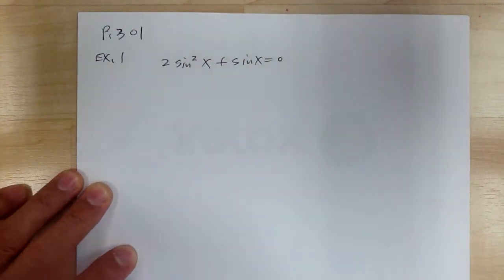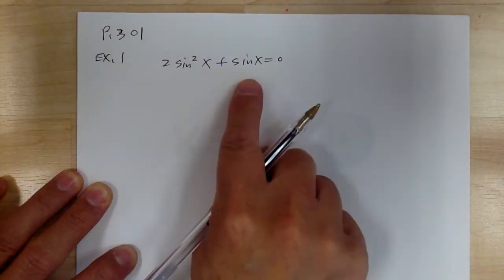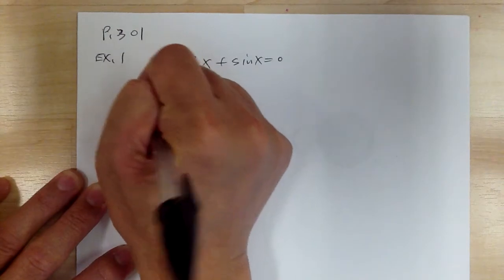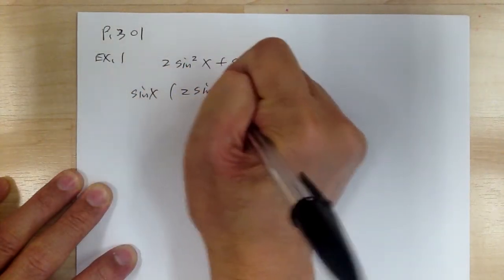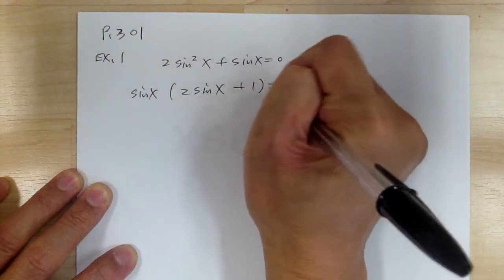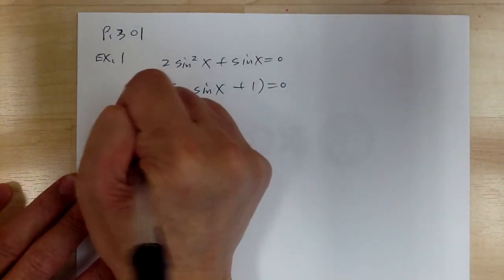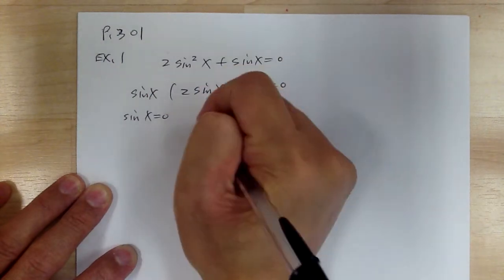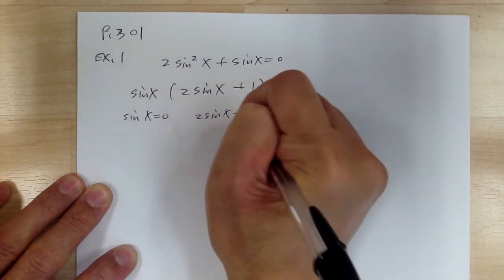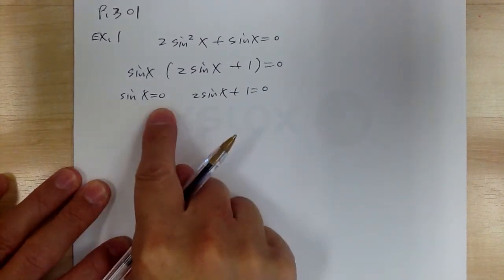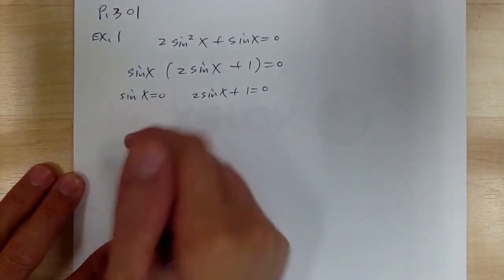The normal way to do it is factoring. So go and factor out the sine x, and you end up with sine x times (2 sine x plus 1) equal to 0. After that you set each factor equal to 0 to solve. So you got sine x equal to 0, and you got 2 sine x plus 1 equal to 0. Just like algebra. Then from here, you have to draw your triangle.